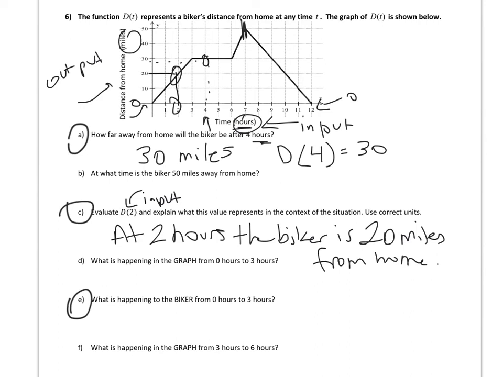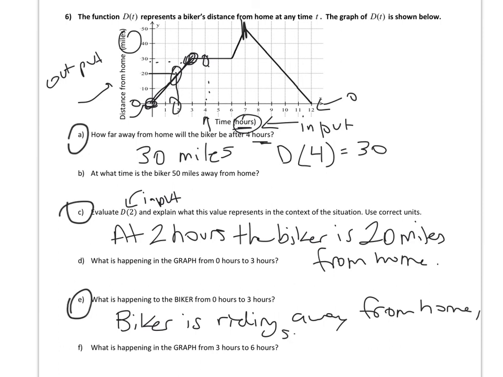Okay, last one, letter E. What is happening to the biker from hour 0 to 3? So here's hour 0, and going up to hour 3, that biker travels 30 miles from home. So the biker is riding away from home. Specifically, you don't have to put this, but this just shows me that you really see what's going on. 30 miles away.